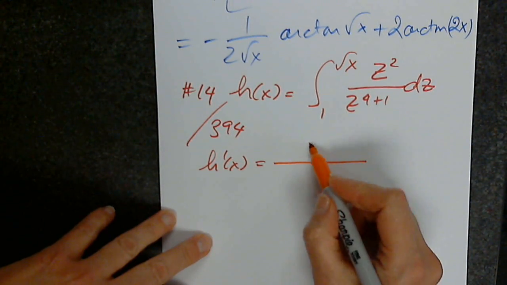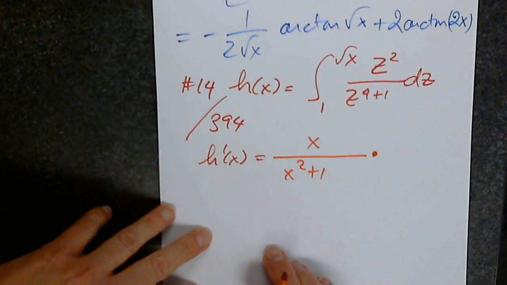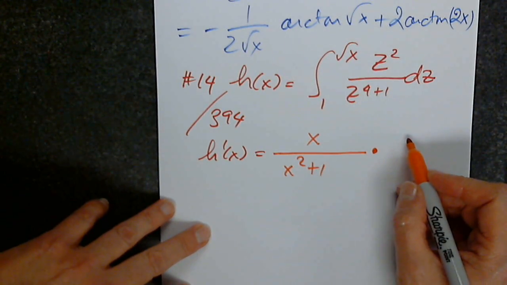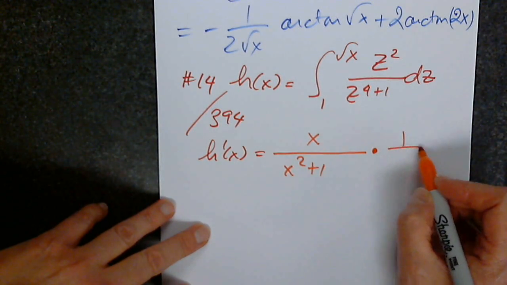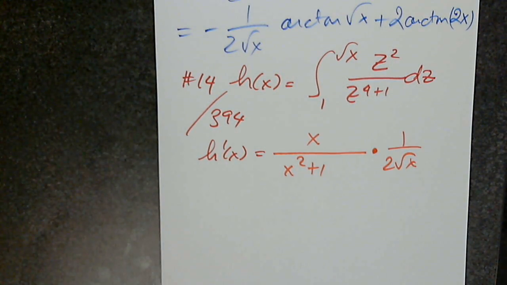x over x squared plus 1, times 1 over two square root of x. Very good. I would like to look at some properties. I think we did problem 57 on page 384, and I would like to look at one more.